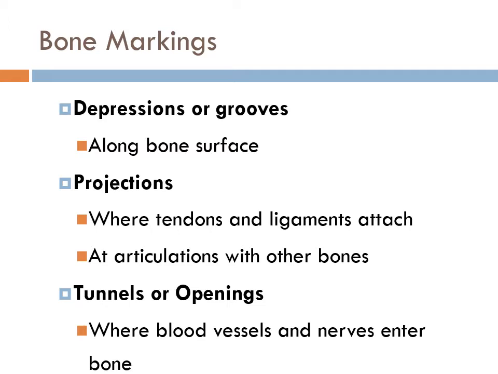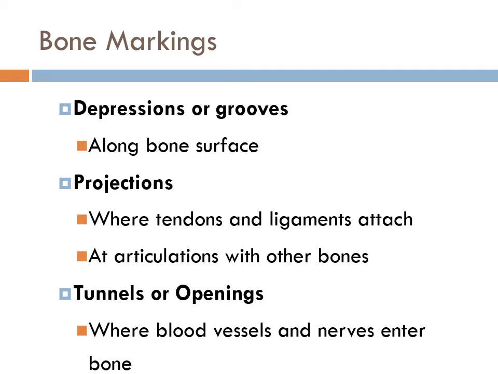A projection is something that projects or sort of comes off of a bone, and these are usually where tendons and ligaments attach. So where that ligament or tendon is pulling on the bone, the bone's response is to lay down more bone. And so over time, when you have that pulling of the tendon on the bone, you're going to get a larger projection. Larger muscles are going to create larger projections on bones.